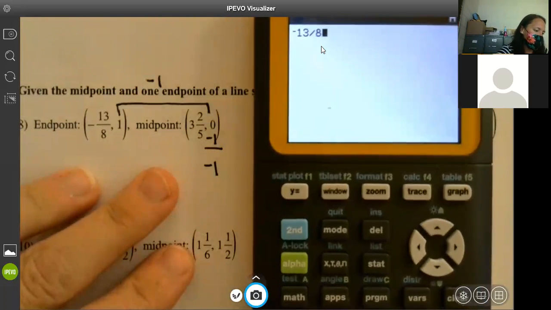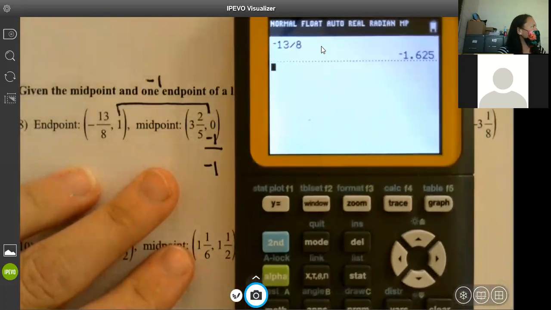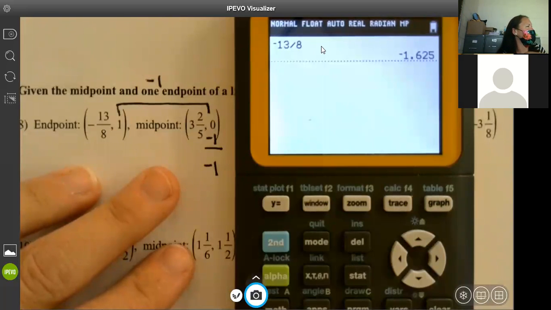Let's see, negative 13 over 8. This will be kind of hard. See that ugly decimal? I don't like these because these are fractions. So just bear with me for a minute, and then I'll change one of them to make a whole number so you guys can see it, okay?